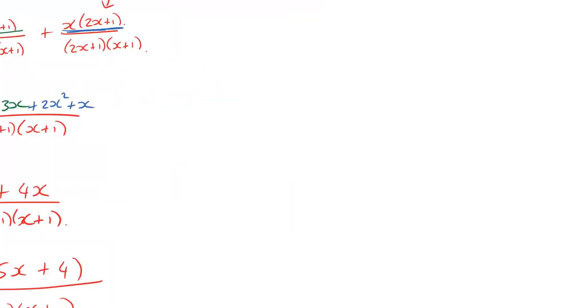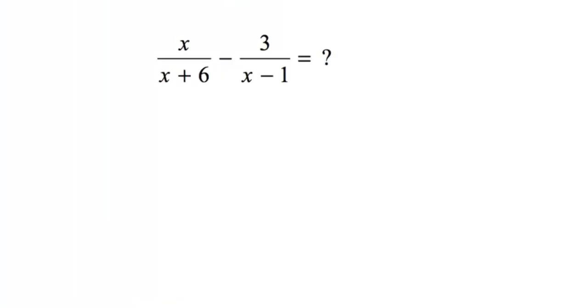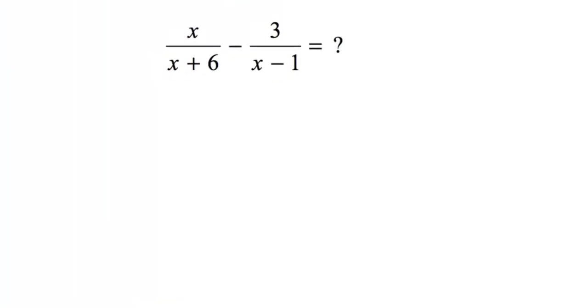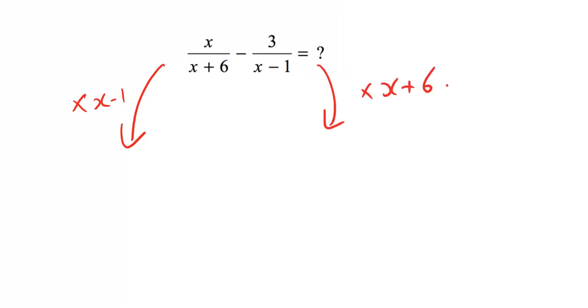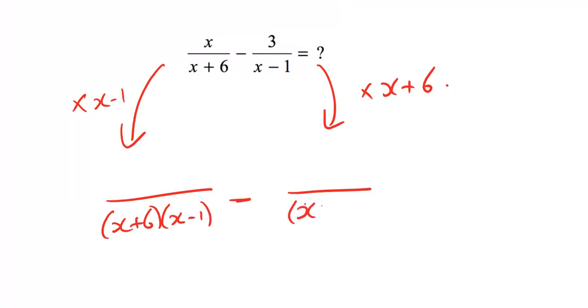Okay, let's have a quick look at a subtraction because we haven't done a subtraction yet. In this case, though, we've just got to do identical problems to the ones we've done before, the same technique. We're going to be timesing the left-hand side by x minus 1, timesing the right-hand side by x plus 6. On the left, that's going to create a denominator of x plus 6, x minus 1. And on the right, we're still going to have x plus 6, x minus 1.